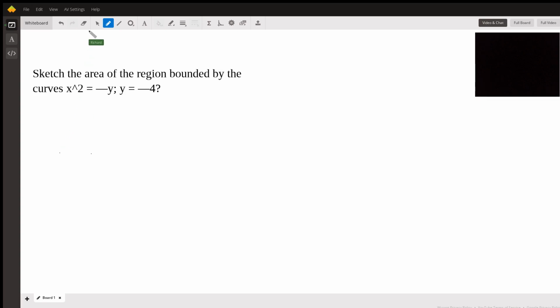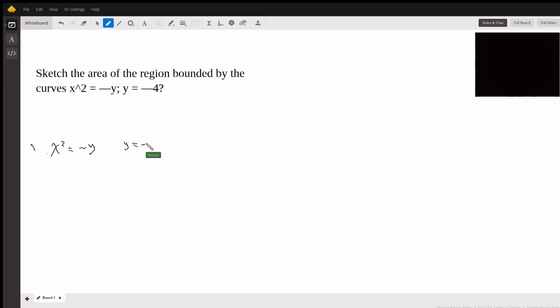So the first equation is x squared equals negative y. And then the other equation is y equals negative 4. So I think the easiest thing here is to just multiply both sides by negative 1. You're going to get negative x squared equals y.